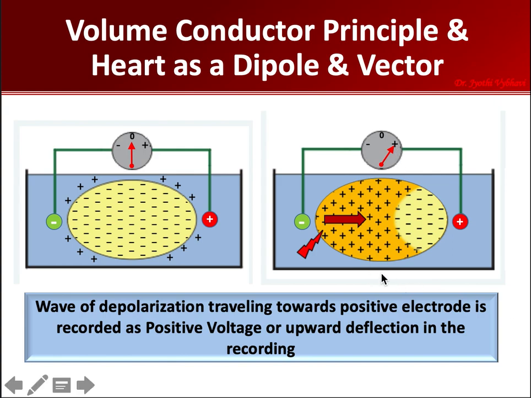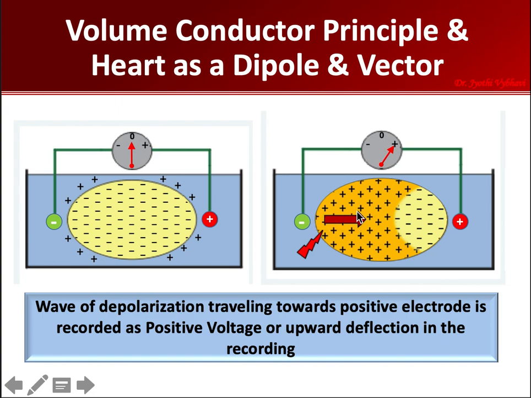This is the volume conductor principle. And whenever these electrical charges are moving, they produce an electromagnetic field around them. Whenever there is electromagnetic force, in lower classes we have studied that we represent it with a vector, because force has a magnitude and a direction.